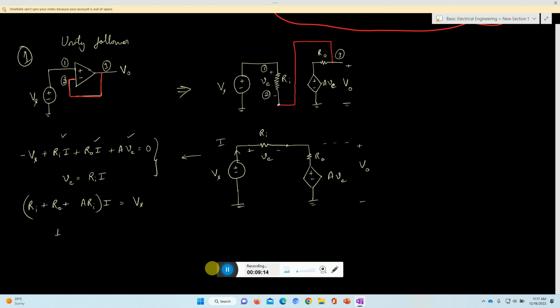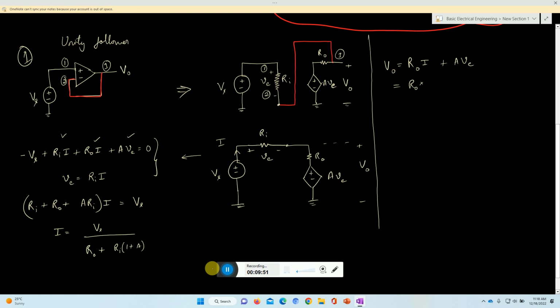So I can write here I is equal to Vs by R0 plus Ri 1 plus A. That is the value of I. So what's the value of V0? V0 is equal to R0 into I plus A times of V, and this is nothing but R0 into Vs. Put the value of I from here. So let me just write R0.